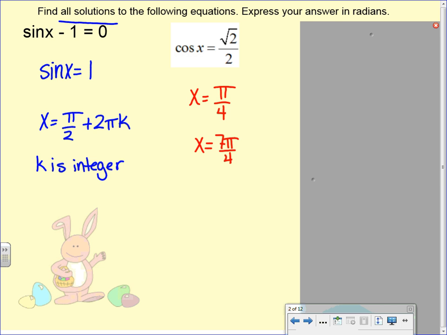Okay, how often does the cosine function repeat? What's its period? 2 pi. So to each of these, we're going to add 2 pi k. So both of those represent our set of solutions. Okay.